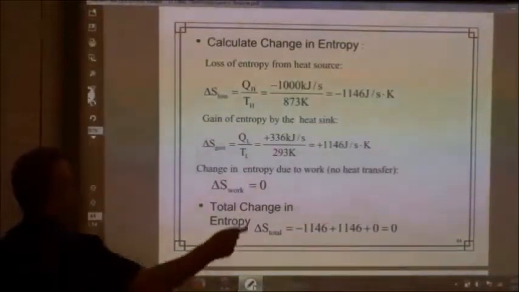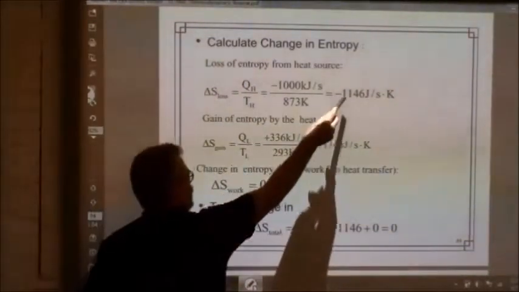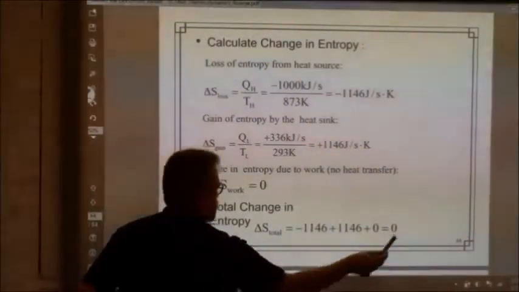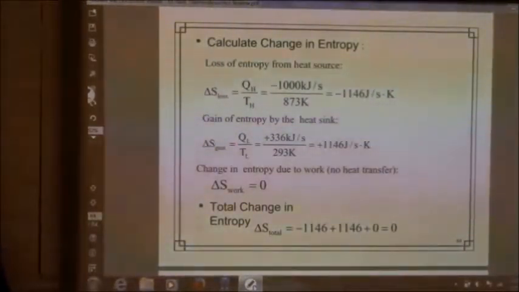The change in entropy you see from both the heat source and the heat sink are now exactly the same, so there is no change in entropy to the surroundings. Okay, so this is the best of all possible cycles. It results in no entropy change.